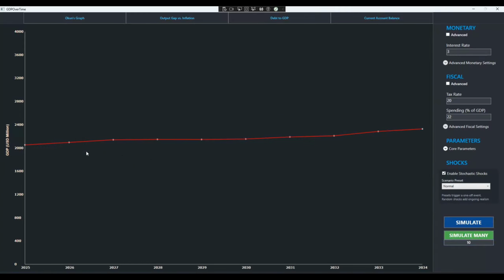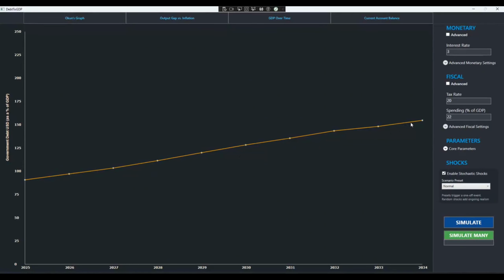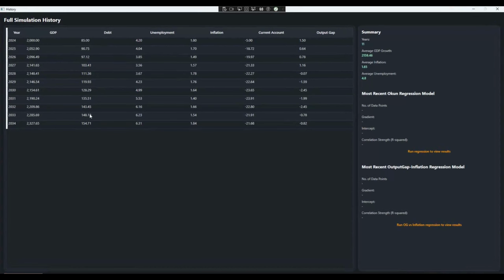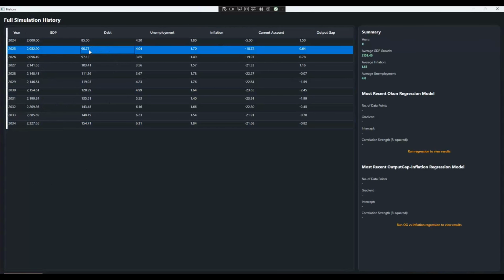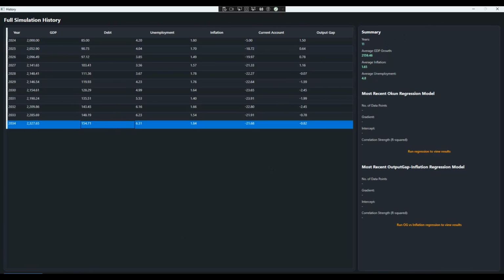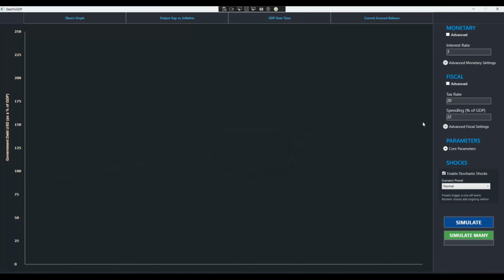So we can see steady growth in GDP, and moving debt GDP. We can see a positive, steeper gradient in debt growth over time. Looking at the actual figures, we move from 2052 to 2,327 for GDP, and debt increases from 90.75 to 154.71. Now resetting and setting spending to 40%, you should see higher values in GDP and higher values in debt. So simulating 10 years.